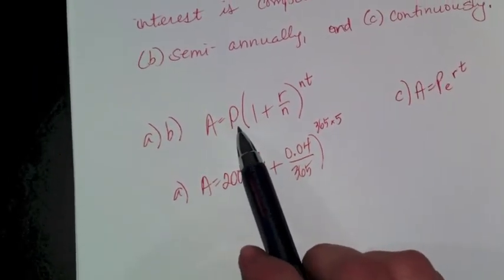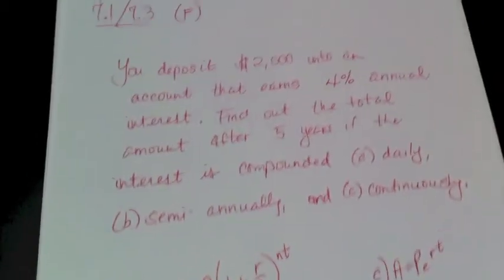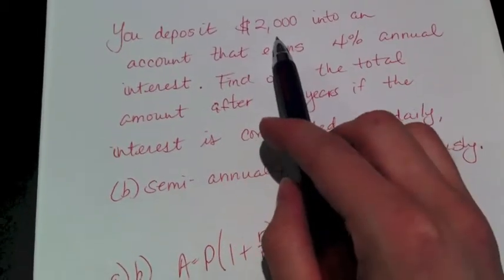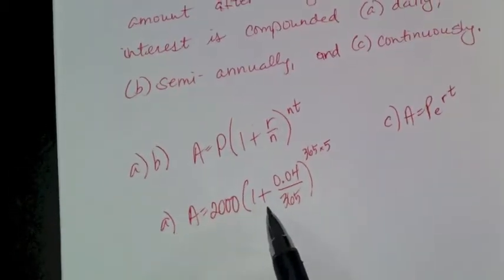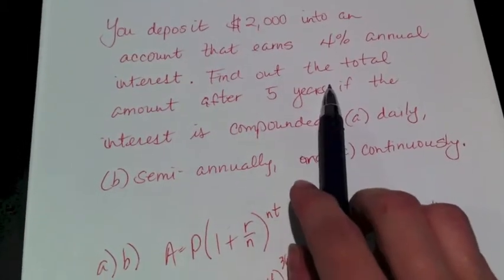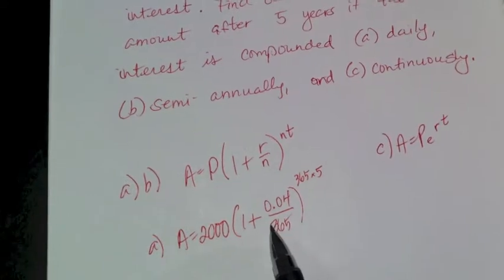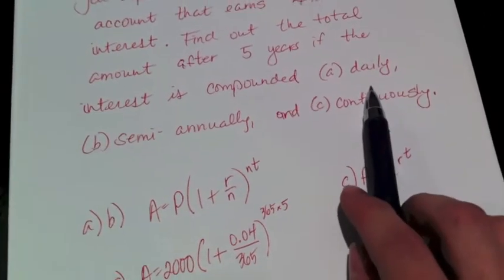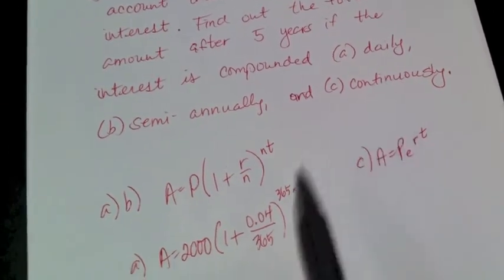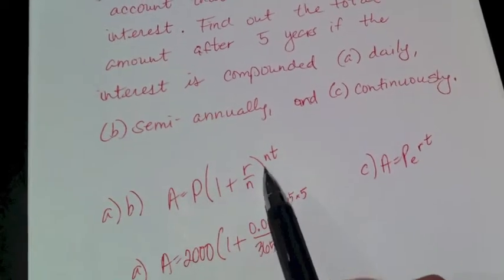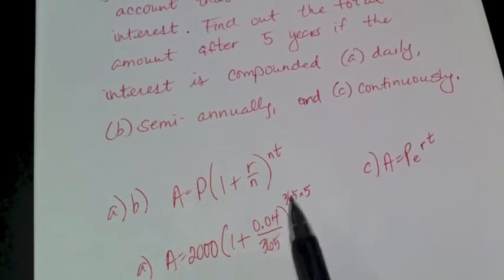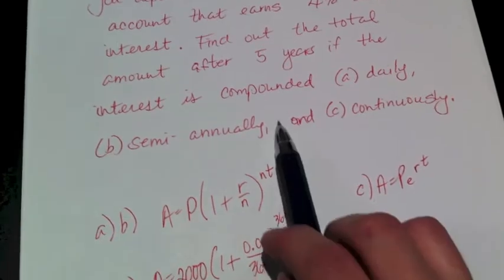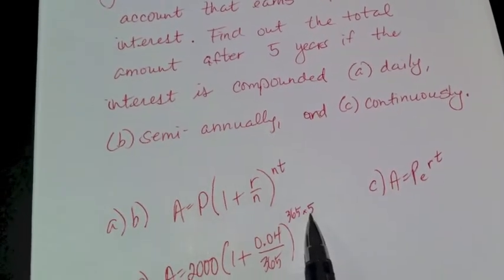P is the principal amount or the starting amount. It says you put in $2,000 right here. Then it says 1 plus 0.04 is my rate because it said 4%. N, if I'm doing part A, daily means 365 times a year. So I put that there. But notice there's two N's. So it's 365 here and here. And it's after 5 years. So that becomes my T.